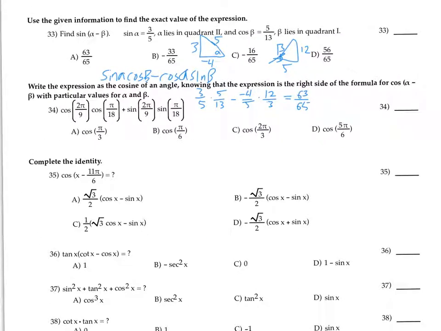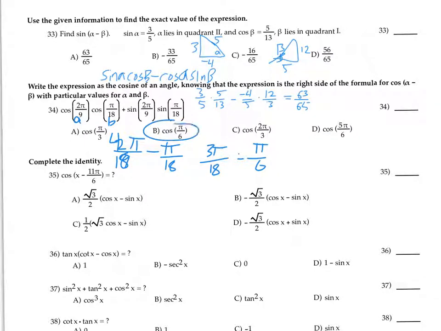For number 34, we're going to identify these as A and B, and this is going to be the difference of cosine. We get 2 pi over 9 minus pi over 18, which is 4 pi over 18 minus pi over 18, which turns out to be 3 pi over 18, which happens to be pi over 6. So cosine of pi over 6 is what that really is equal to.